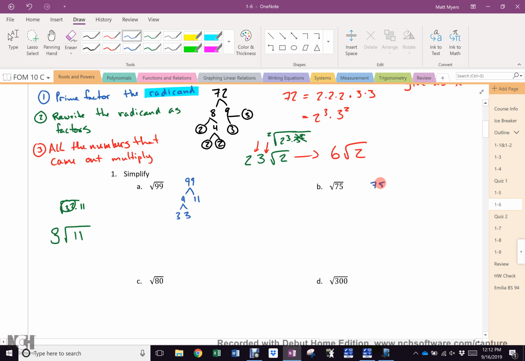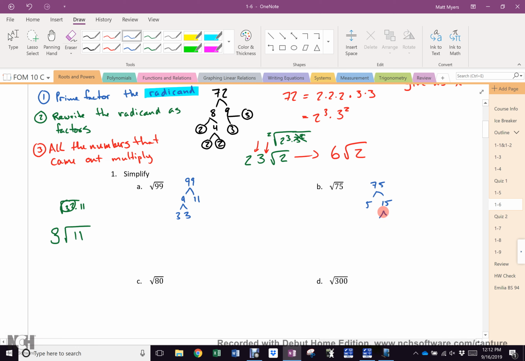Break it down. What would be your first branches? 5 and 17? No, that would be 85. But 5 and 15. So Amelia went with 5 and 15. Can I stop there? Why not?